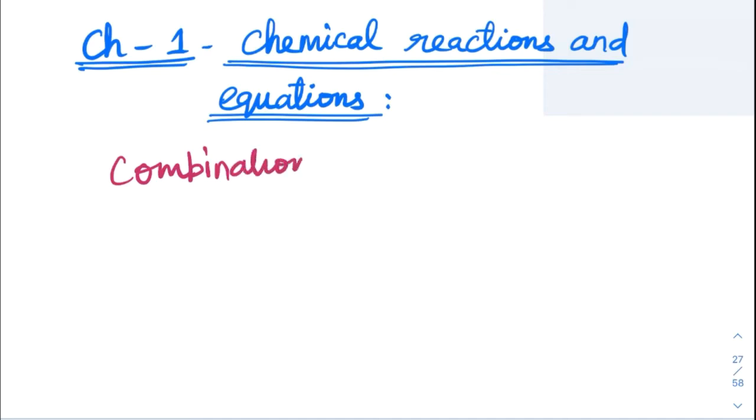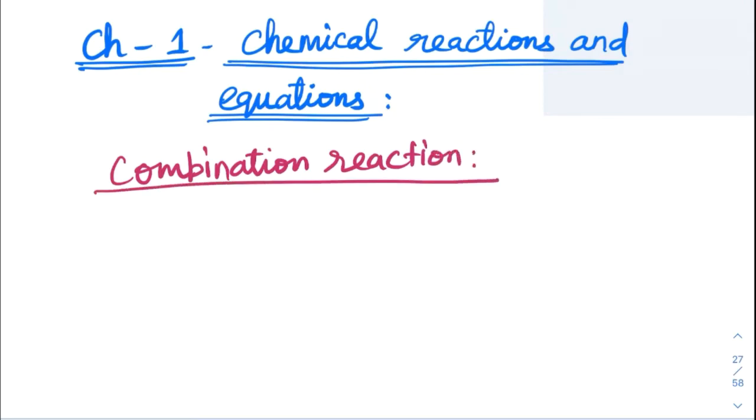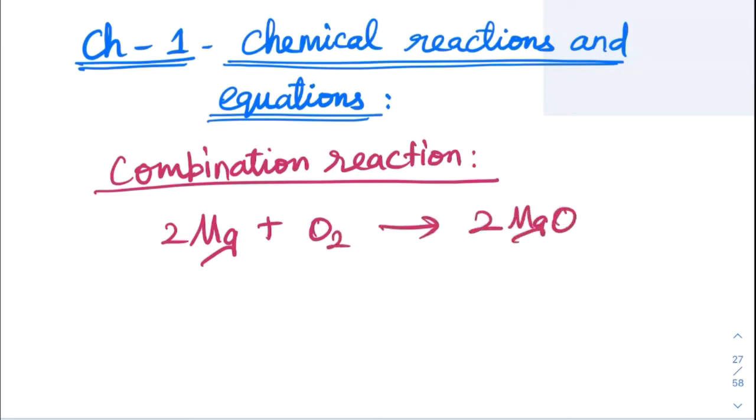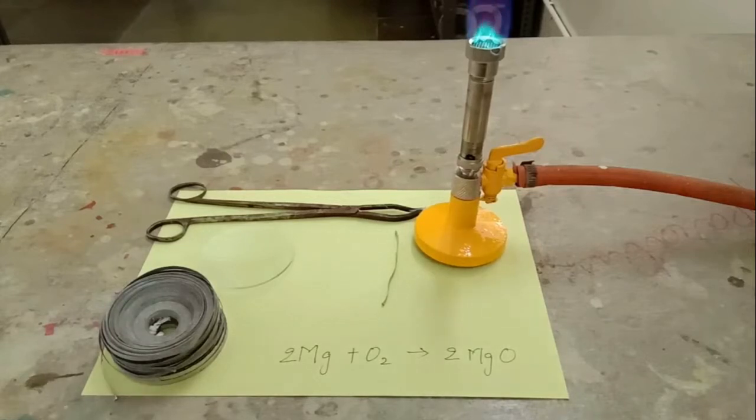So in combination reaction, we are going to discuss the observations which happen during the burning of magnesium ribbon. And we all know the equation 2 Mg plus O2 gives 2 MgO. What do you mean by this? Magnesium burns in oxygen to form magnesium oxide. Let us see the experiment.